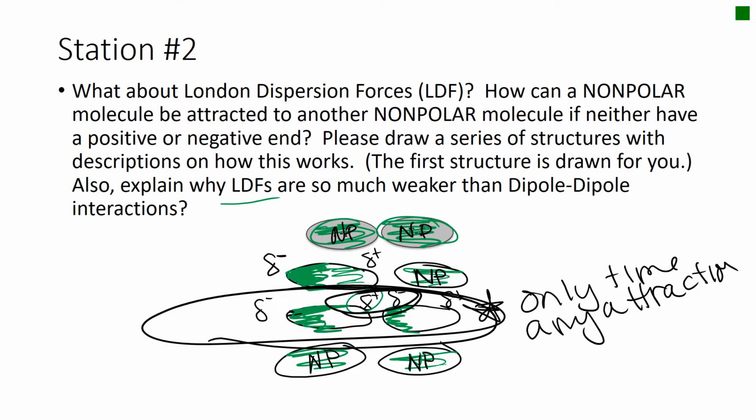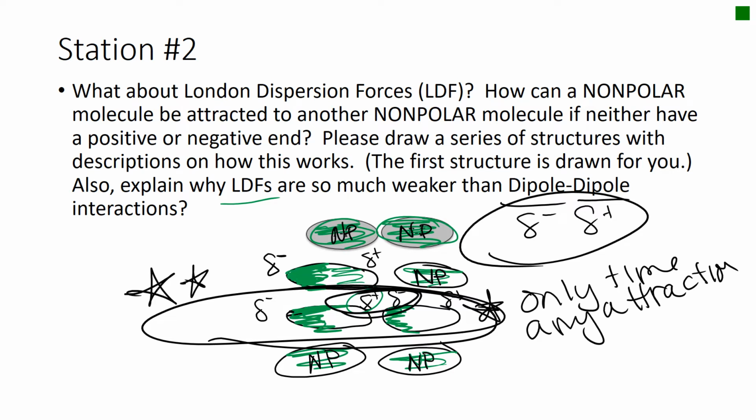Therefore, it is a lot weaker. Why is it a lot weaker than any like dipole-dipole interactions? Well, dipole-dipole always has a negative and a positive end. So they're always attracting to one another. In the London dispersion, this is the only time. So one out of the four pictures is the only time that they can actually show any attraction. Therefore, they're a lot weaker. It's done a lot less of the time.